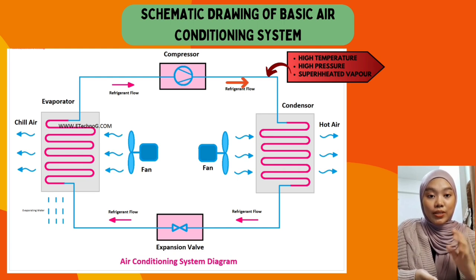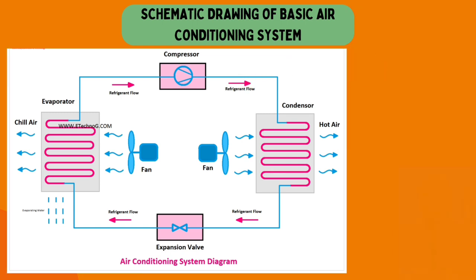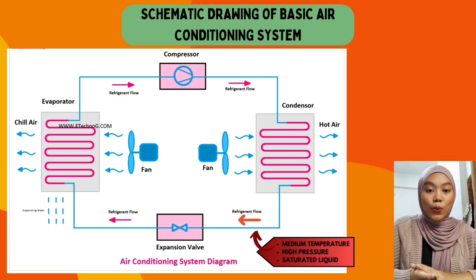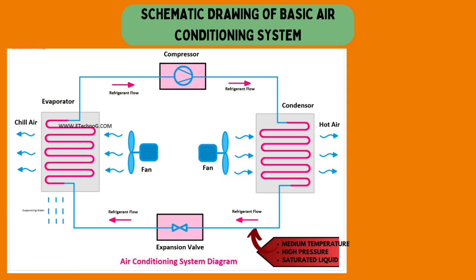So the outdoor unit's fans blow air over the condenser coil, releasing the heat absorbed from indoors, and causing the refrigerant to condense into a high pressure liquid. So the high pressure liquid will flow through the expansion valve, and the expansion valve will reduce the pressure of the refrigerant, cooling it down significantly as it enters the evaporator coil.